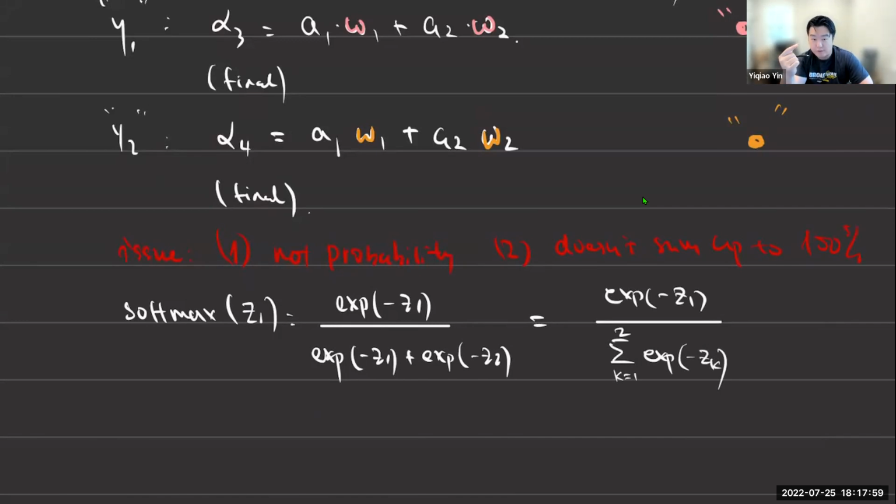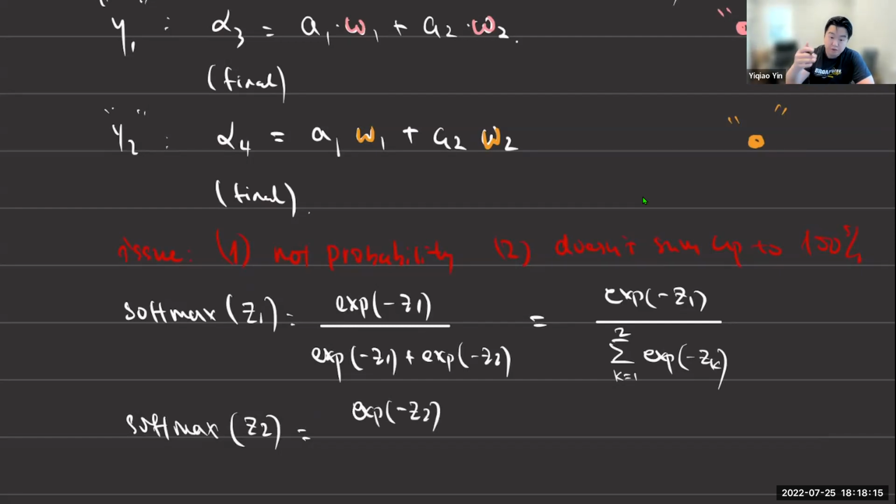But this is just one of them, right? We have two neurons in the end, so now I gotta write the other one. Softmax z2 is going to be exactly the same thing. The only difference is you switch the 1 to 2 on the top of the fraction. That's the only difference. Over, and I'm not gonna copy that again, so I'm just gonna say k from 1 to 2 exponential minus zk.